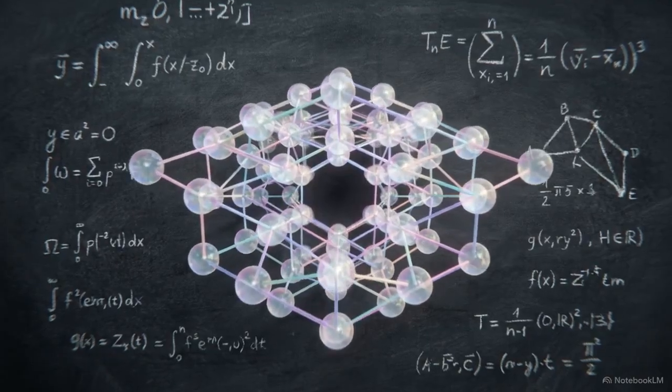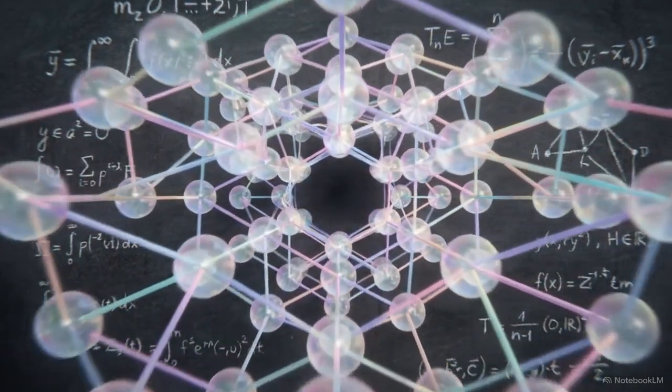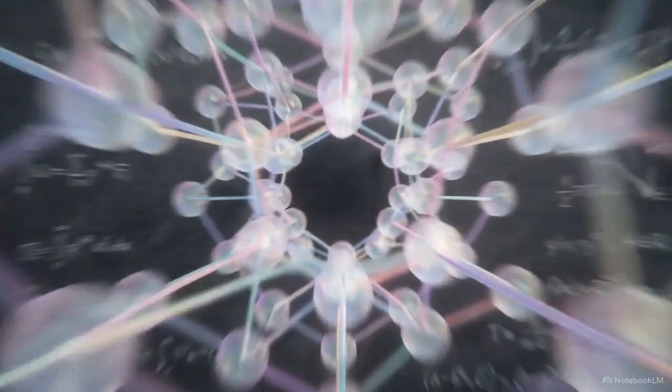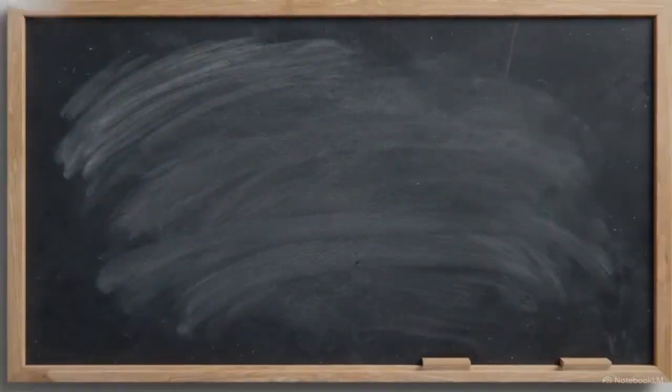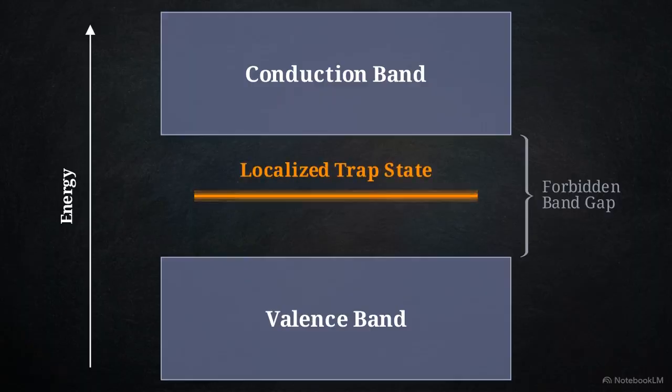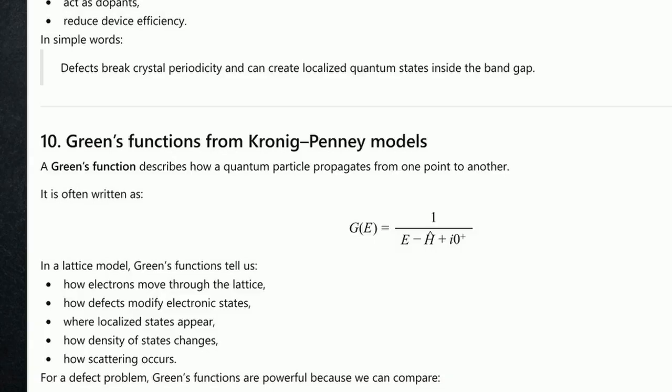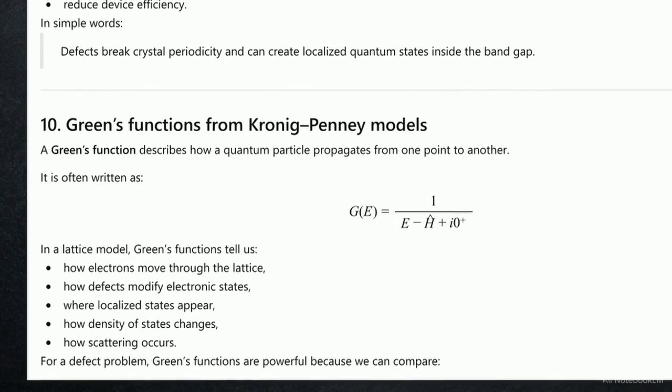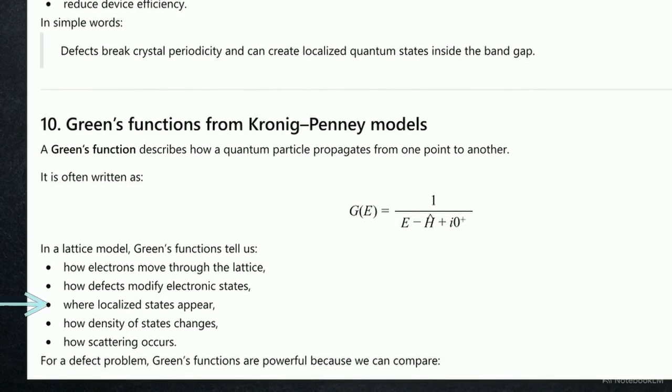A point defect immediately breaks the structural symmetry, disrupting the wave interference patterns that establish the energy bands. This disruption creates a localized energy level that exists inside the forbidden band gap. To find these states, physicists use Green's functions, a tool that calculates how a particle propagates through a perfect lattice versus one with a defect. By comparing the two, they can identify exactly where the broken periodicity traps an electron state.